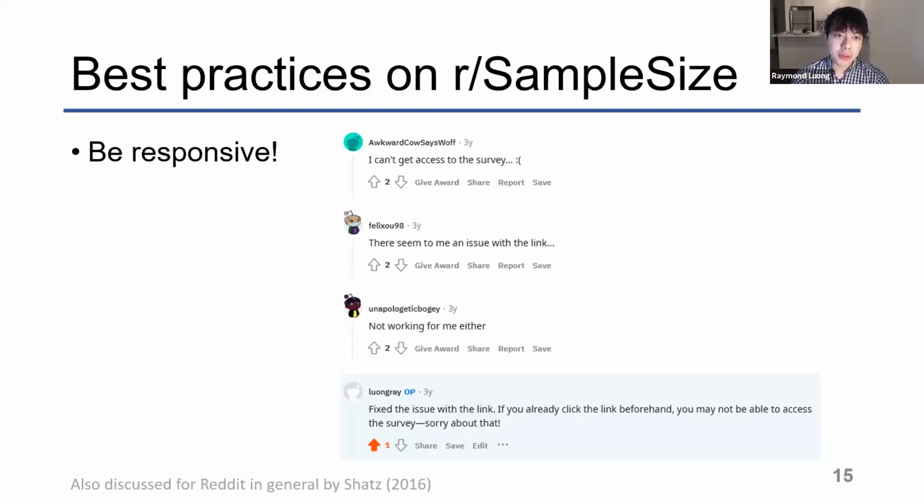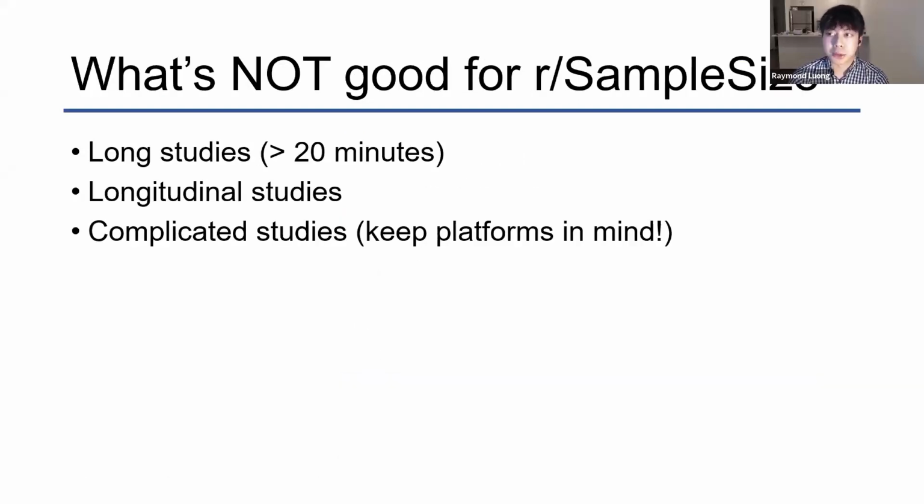So I've described some of the practices I've learned based on my mistakes and experiences. Some things I can tell you that are not going to be good for sample size are, first off, long studies. That was, again, an issue that was brought up by participants. You don't want to be bombarding volunteers here who are not participating for compensation with long surveys. The second thing is longitudinal studies.